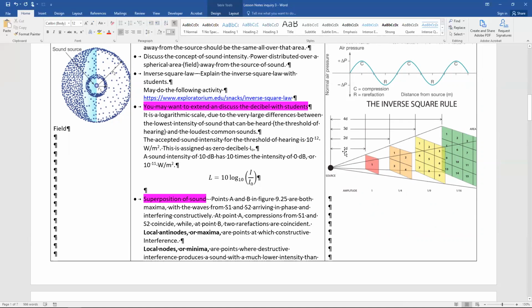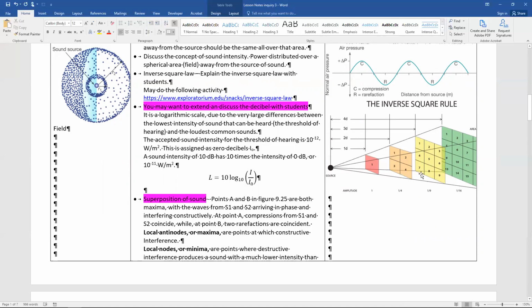So at, say, 1 unit of distance away, it's equal to whatever value you got there. At 2 units away, it's a quarter of the sound, because 2 squared is 4. So 1 over 2 squared is 1/4. So it's 1/4 of the strength. At 3 times the distance, right? 3 squared is 9. So we get 1/9.